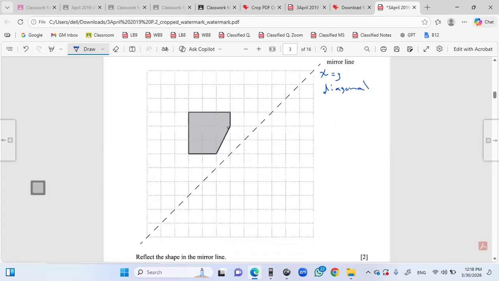So the first thing that you're supposed to do is label the vertices. Here you can label them with letters, with numbers, whatever you want. I chose letters. The most important thing is that you label them in order.